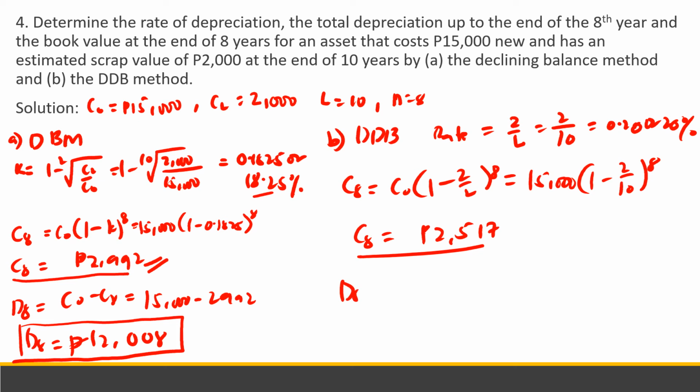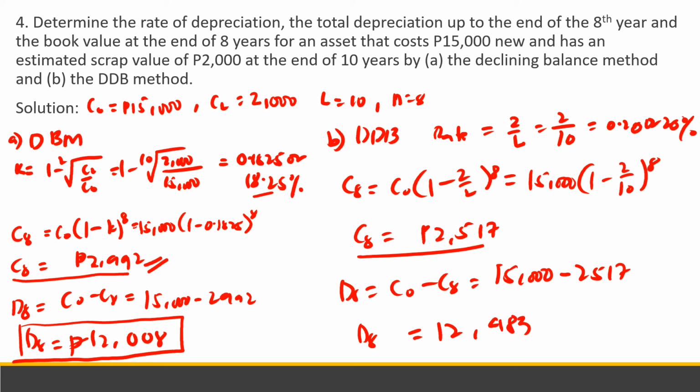And then total depreciation is CO minus C8. So 15,000 minus 2,507. So the total depreciation at the end of 8 years is 12,483. So yan yung na-depreciate na value niya. So that's it for the double declining balance method.